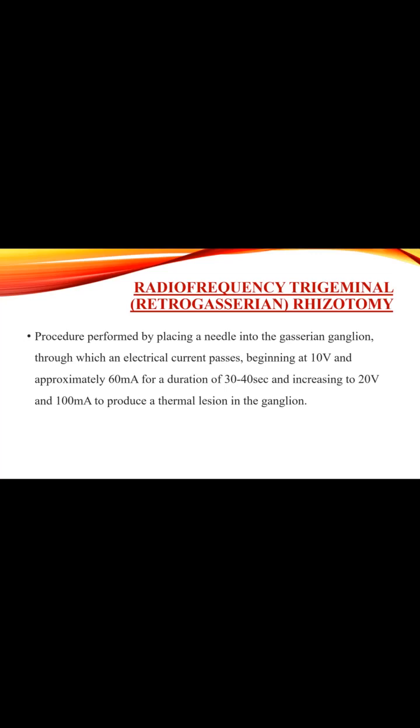This electric current starts at 10 volts, and we can increase up to 20 volts. This is given for a duration of 13 to 40 seconds, and that will produce a thermal lesion in the ganglion due to the electric current passed through the needle into the Gasserian ganglion.